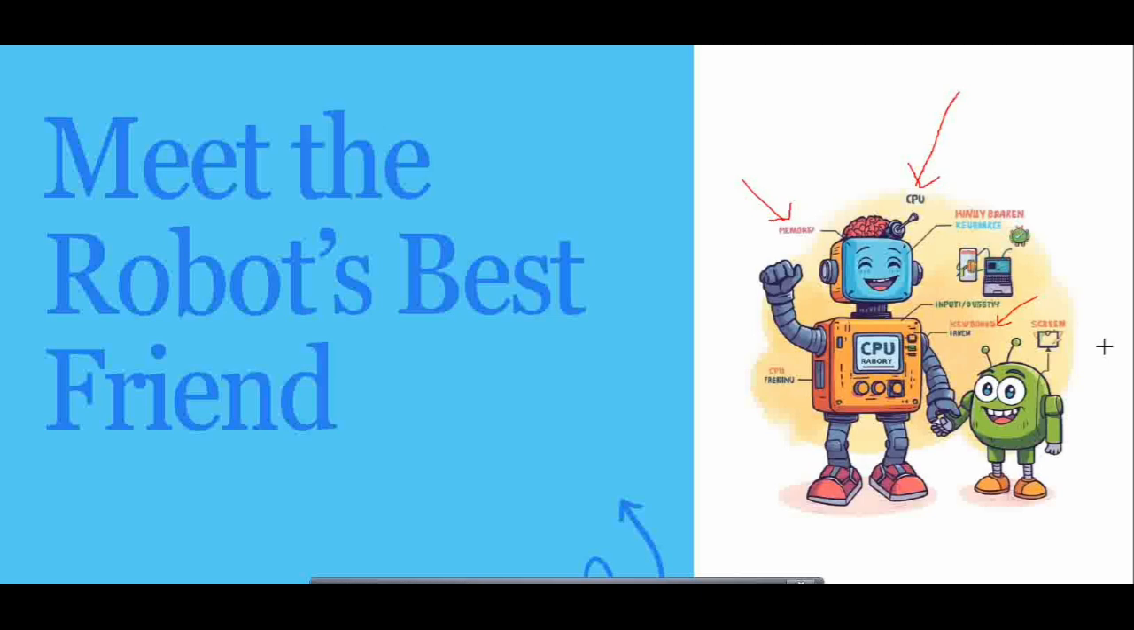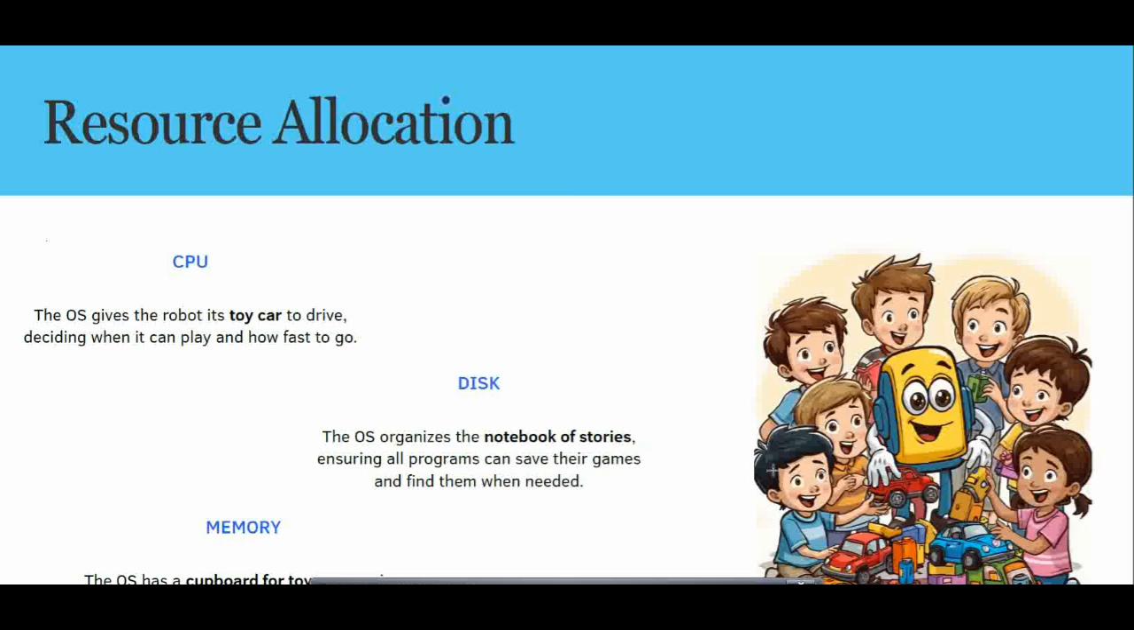The operating system acts as a resource allocator. So imagine you have a toy and you need to share that toy. Everyone wants the toy. If there are many children, everyone wants the toy. So who decides which person gets the toy?